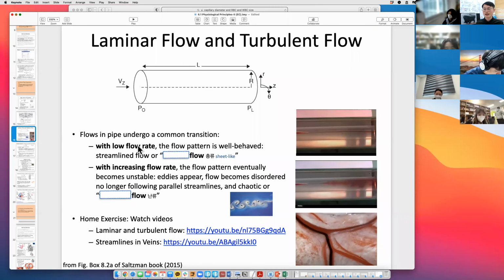With a low flow rate, the fluid pattern is well ordered, like this. This is an experiment where you inject the dye. Look at this beautiful layered structure. What do we call this? Laminar?